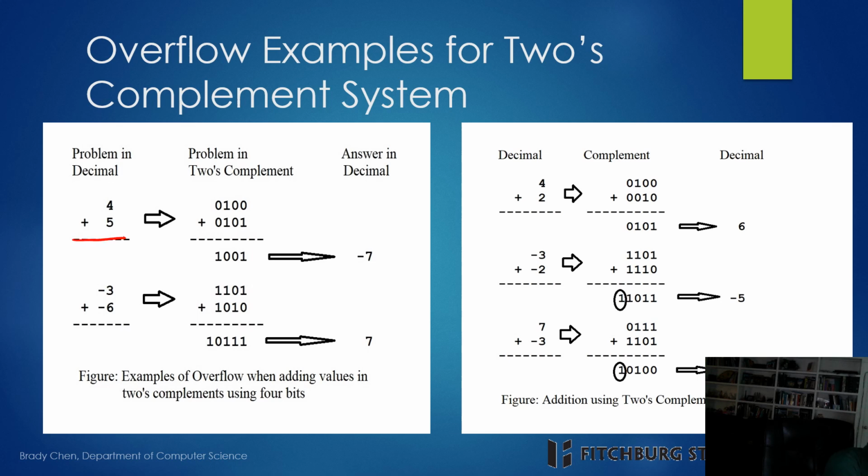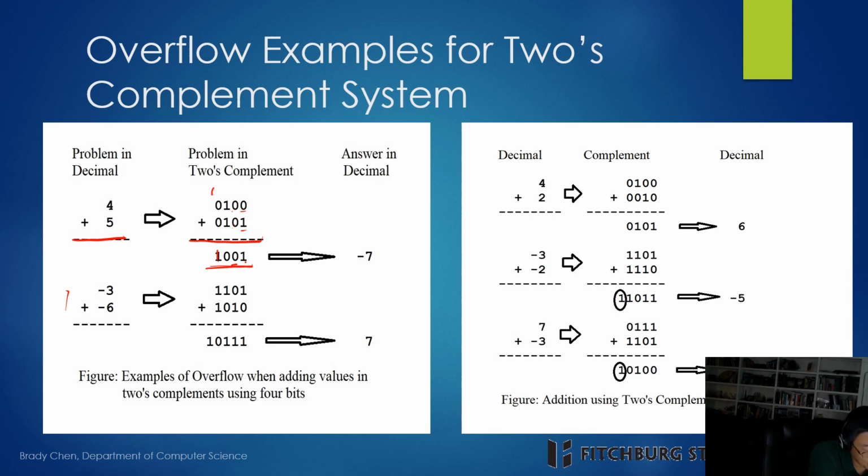Okay, so we can convert the 4 into two's complement notation, which is 0, 1, 0, 0, right? That's 4 because both numbers are positive. So the other number 5 is 0, 1, 0, 1, right? Now let's add these two numbers. So we got 0 plus 1, you got a 1. 0 plus 0, you got a 0. And 1 plus 1, you got a 0, and carry over to the next position, you got a 1. So the result is 1, 0, 0, 1.